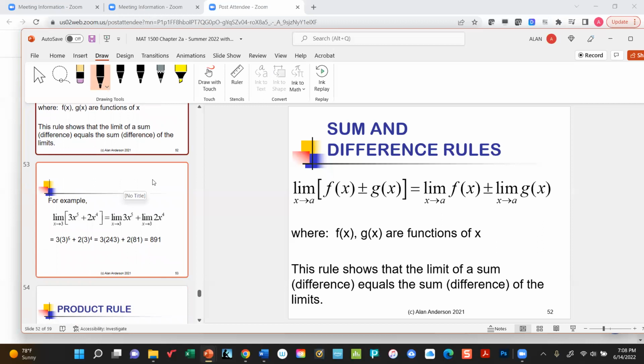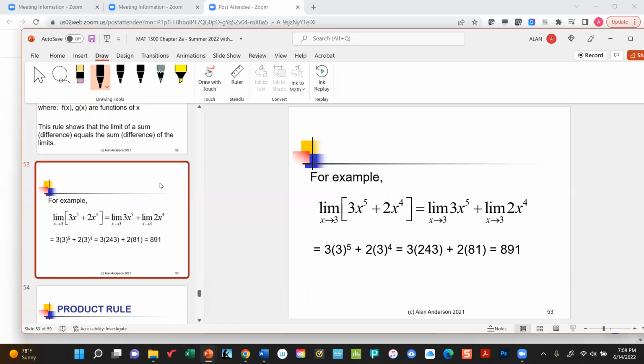So let's take a look at a quick example on the next slide. This will be a limit of a sum. And so you can see the limit of 3x to the 5th plus 2x to the 4th. I can rewrite this as the limit of 3x to the 5th plus the limit of 2x to the 4th. And by the way, in both of these cases, we have to have x converge to the same value. And as we saw before, because these are simple polynomials, all I have to do is replace the x's with 3 and solve for them. And you can see I end up with 891 in this case.